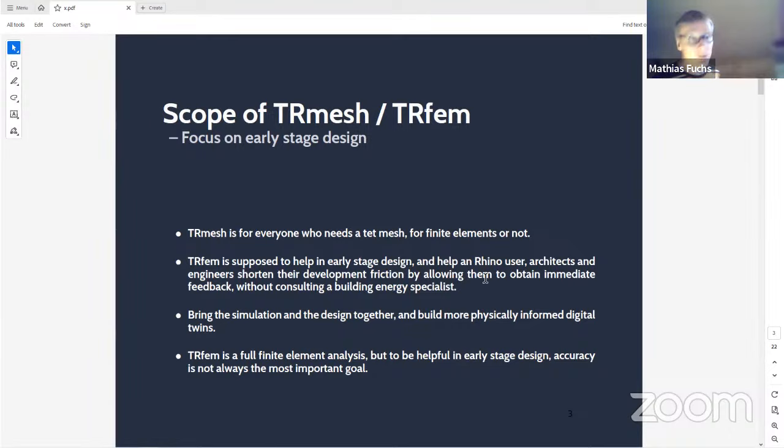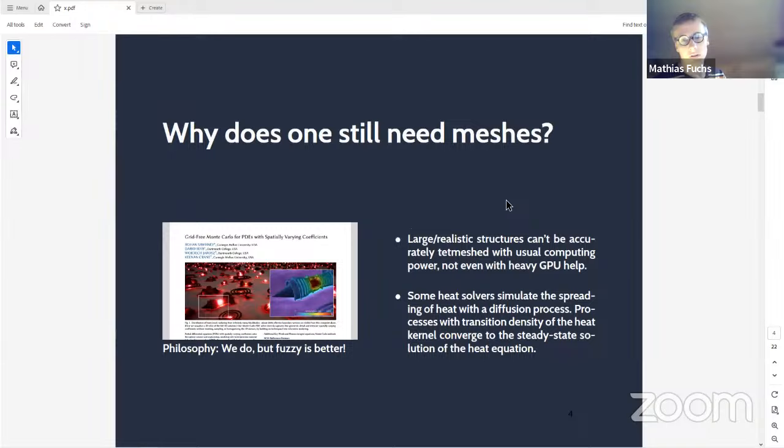Yeah, the idea is to enable everyone, not just the engineers, to directly do physical simulation. And the idea is not to replace an engineer or an energy consultant or to replace professionals, but to shorten your feedback cycles by reducing the friction within your company. So the idea is to enable everyone to do tetrahedral meshing directly in Rhino.